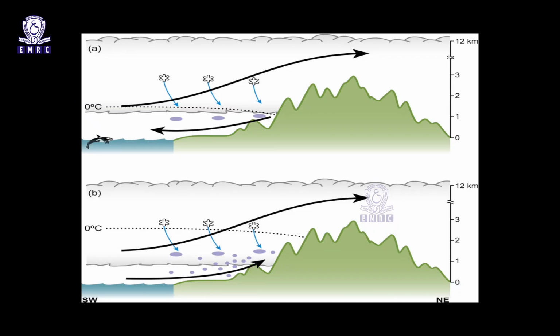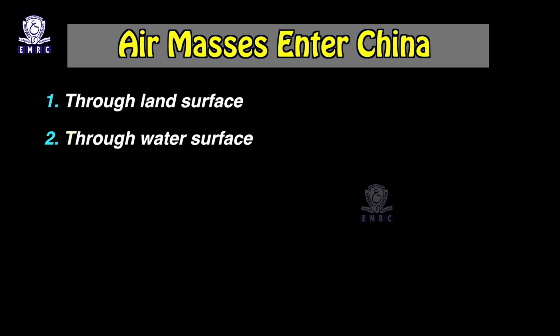The air masses move eastward and after covering long distances are mechanically modified, as mechanical turbulence is produced when these air masses cross over the mountain barriers. This process leads to the disappearance of the inversion layer, resulting in an increase of temperature and humidity in the lower layer. These air masses enter China through two routes, through land surface and through water surface.